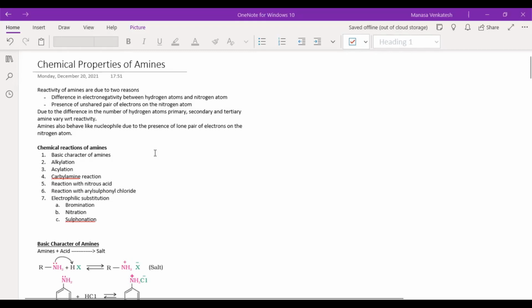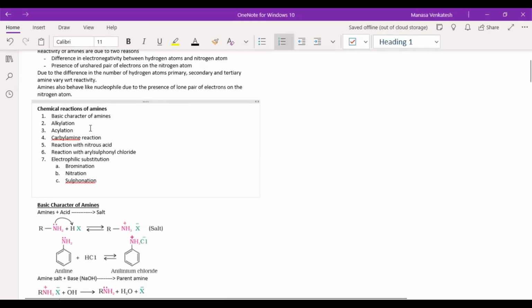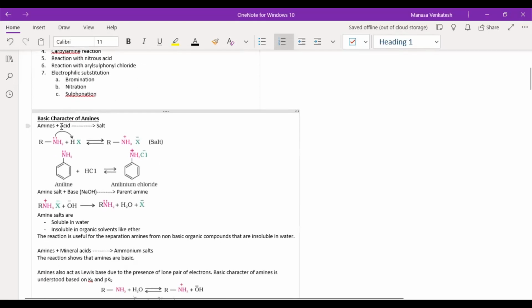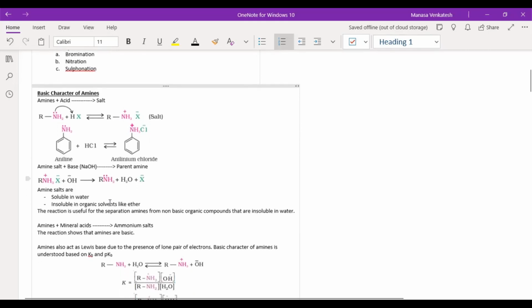So let's start with the chemical reactions of amines. We are going to start with basic character. Amines on reaction with acid lead to the formation of salt. This means the amine is going to act as a base. Not only that, when an amine salt reacts with a base, it forms the parent amine. If you remember, this particular reaction was also studied when we talked about the ammonolysis of alkyl halides.